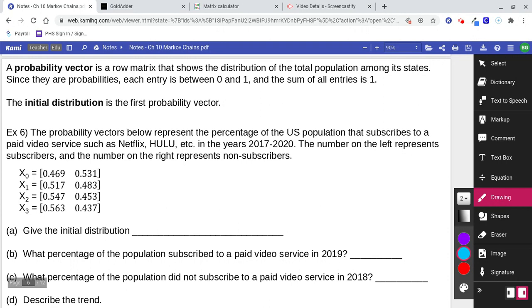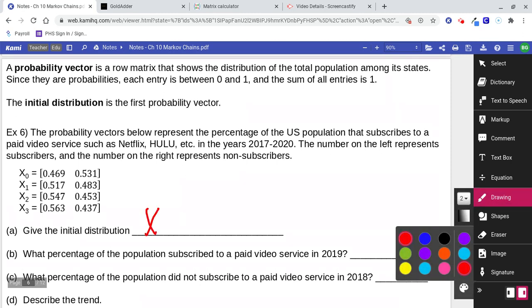So example 6 says the probability vectors below represent the percentage of the U.S. population that subscribes to a paid video service such as Netflix, Hulu, etc. in the years 2017 through 2020. The number on the left represents subscribers, and the number on the right represents non-subscribers. Give the initial distribution. Well, the initial distribution is just the first distribution.